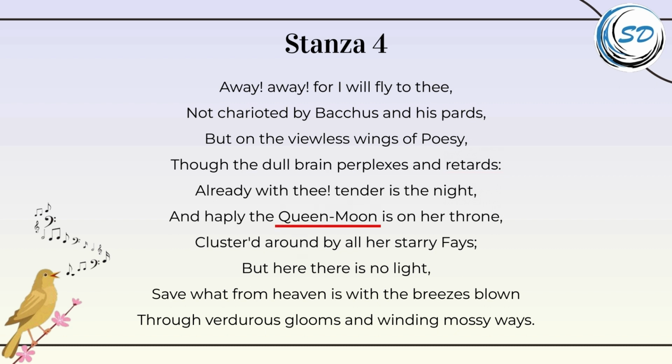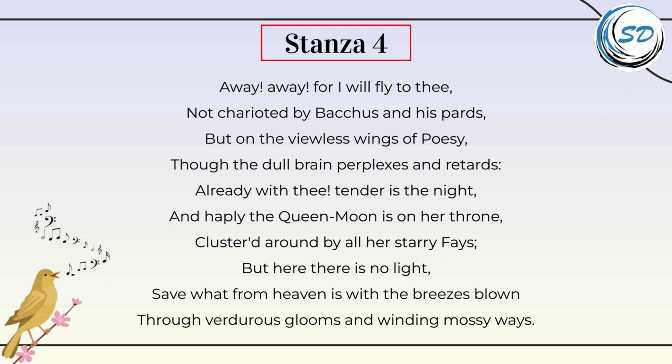Queen moon is a poetic reference to the moon, which is often personified as a queen or goddess. The phrase clustered around refers to the stars surrounding or gathering around the queen moon. The stars are personified as starry fays, which can be interpreted as fairy-like beings or spirits. Verdurous means lush and green, often referring to vegetation. Glooms indicate dimly lit or shadowy areas. Winding means meandering through the landscape. Mossy ways describes pathways covered with moss.